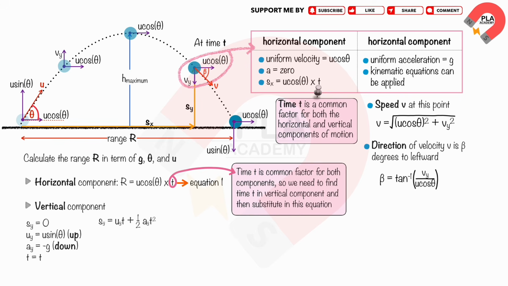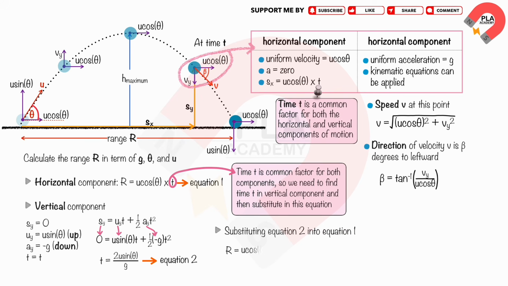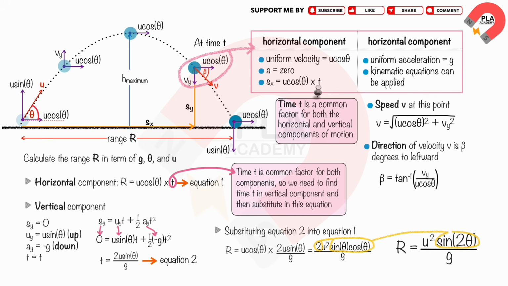We use the equation s equals u t plus half of a t squared. We substitute s equals 0, u equals u sine theta, and a equals negative g. We rearrange and simplify the equation like this, and let's call this the second equation. We put the second equation into the first equation, like this. We use the fact that 2 cos theta sine theta equals sine 2 theta. So, we get the range r is u squared sine 2 theta divided by g.